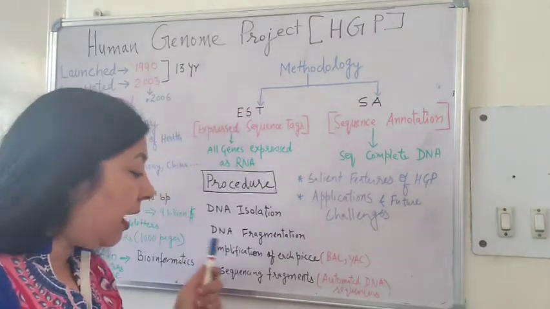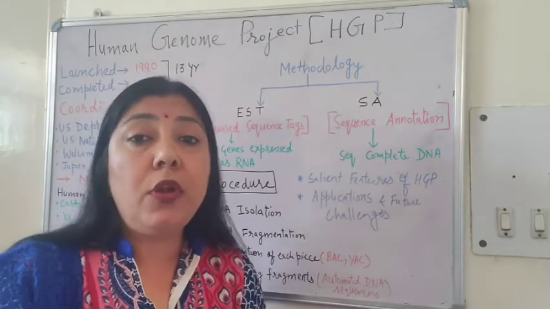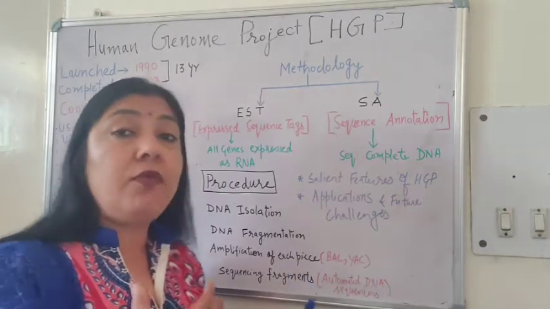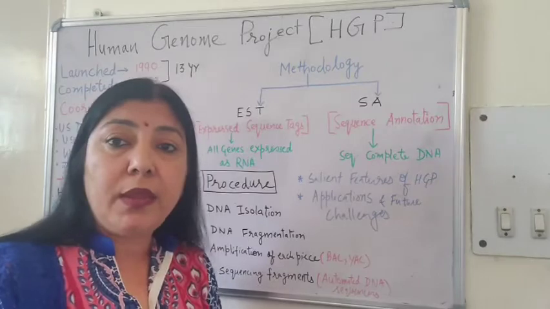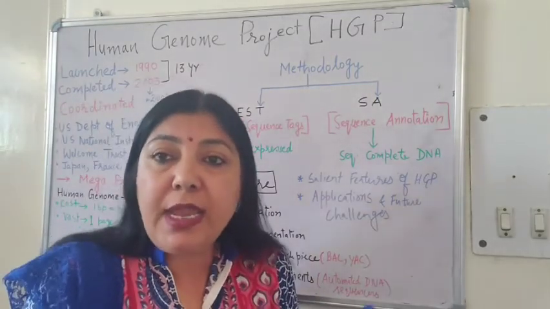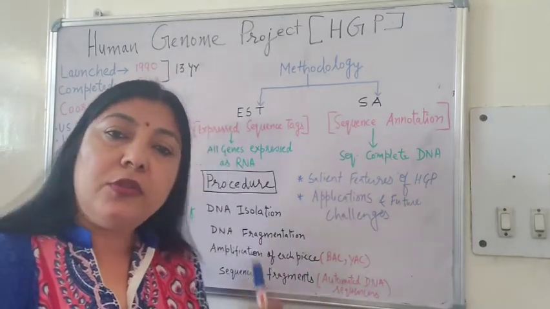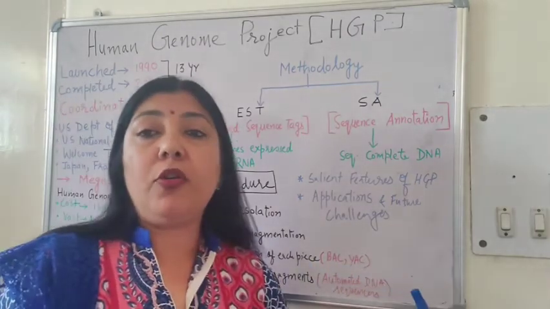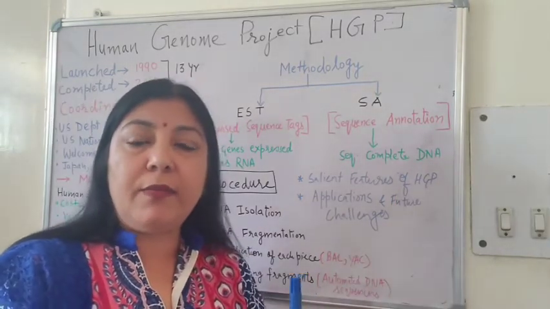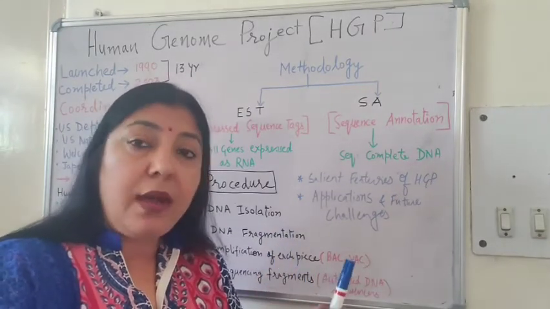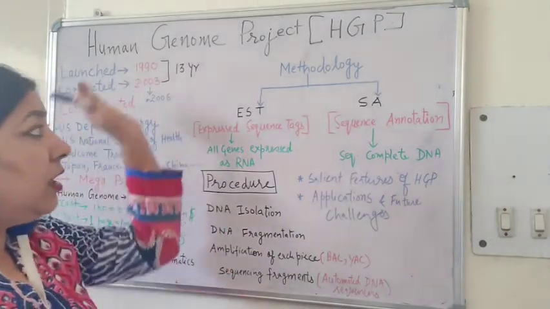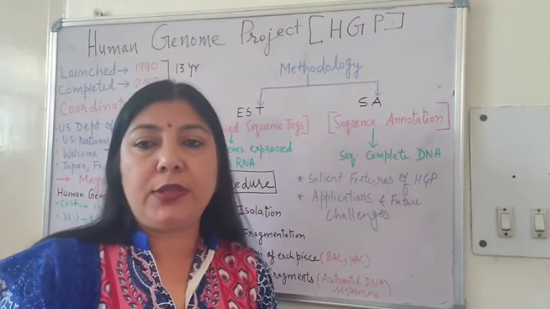Now these fragments which were obtained were sequenced, and this sequencing was not possible through just studying under the microscope. So automated DNA sequencers were produced. Frederick Sanger was one of the scientists who had done sequencing in the case of amino acid sequences in proteins. Similar automated DNA sequencers were made. Then these were studied for sequencing. The sequencing was done by studying the overlapping of different fragments, and in this way the complete sequence was made. So this was a general idea about the Human Genome Project procedure.